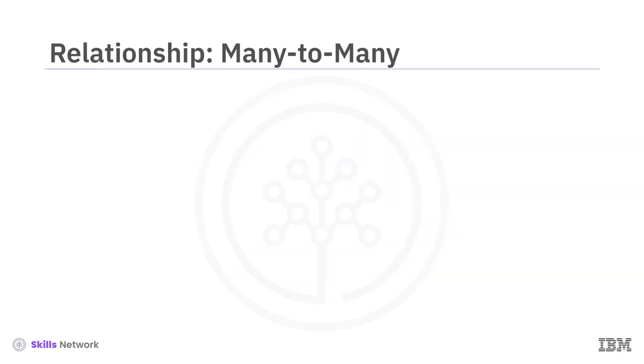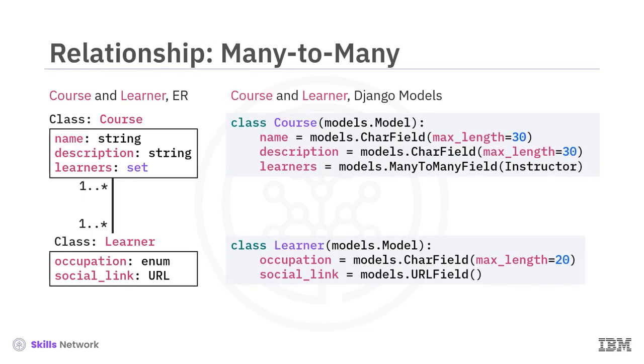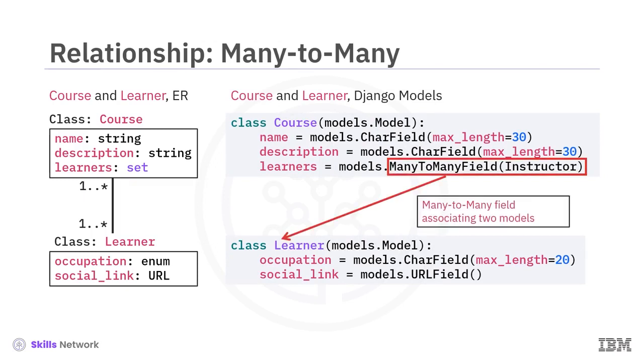For a many-to-many relationship, let's look at a course and learner ER diagram. One course may have many learners enrolled, and one learner may enroll in many courses. To model this relationship, we add a many-to-many field to one of the models. Normally, the many-to-many field should go in the model which will be edited most often. For instance, course will likely be edited on an hourly basis as learners are added or removed, but each learner may only enroll in a new course on a weekly or monthly basis.